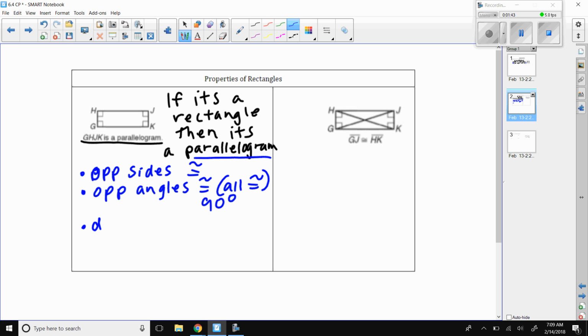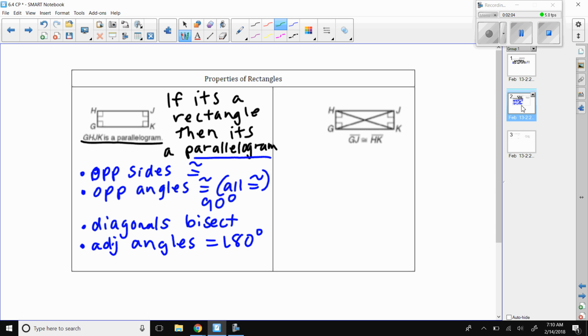We'll have our diagonals bisect, if I knew how to spell, and our adjacent angles will equal 180 degrees. And lastly, and probably most importantly, our opposite sides are parallel, which makes it the parallelogram.